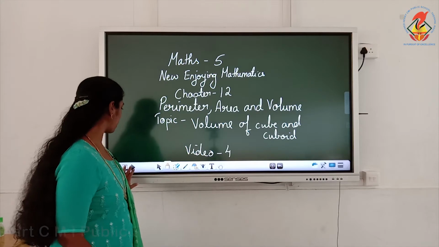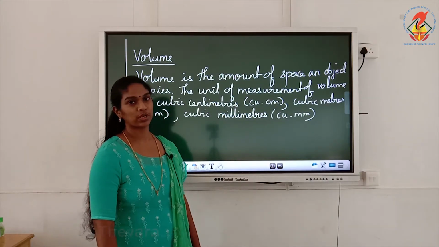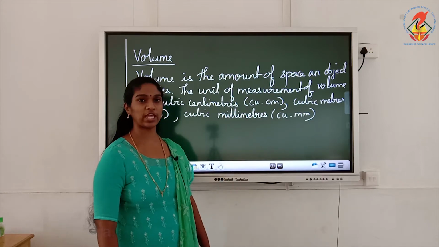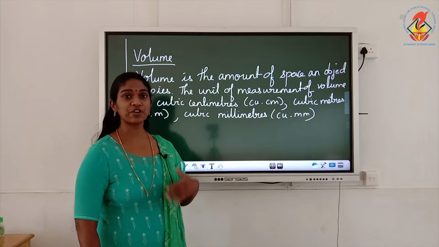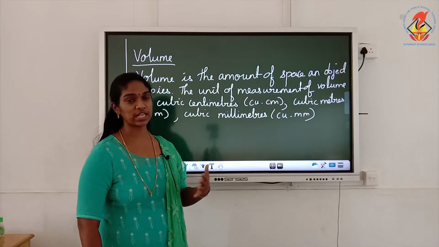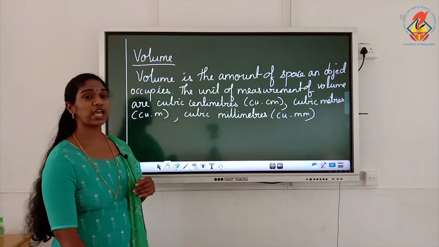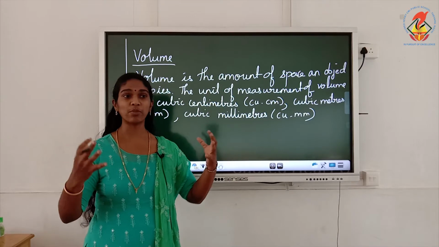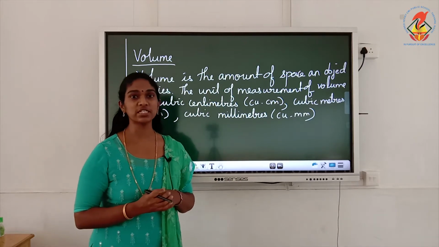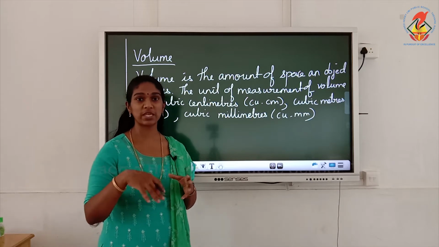Okay. Before coming to that, what is a volume? What was the definition for area, children? Area was the amount of surface a figure occupies, isn't it? Here, volume means the amount of space an object occupies. It is the amount of space that it is taking.